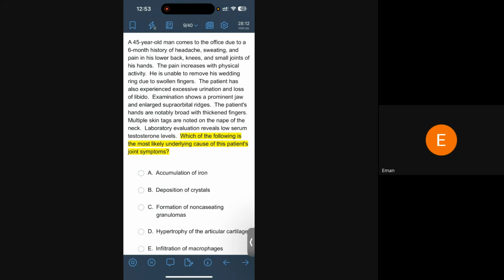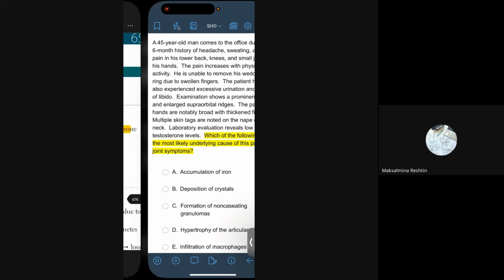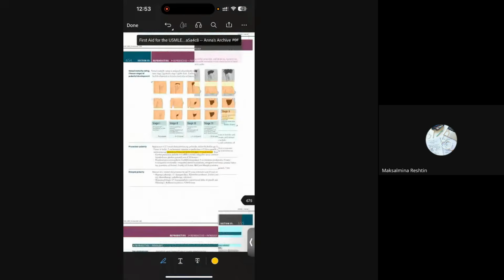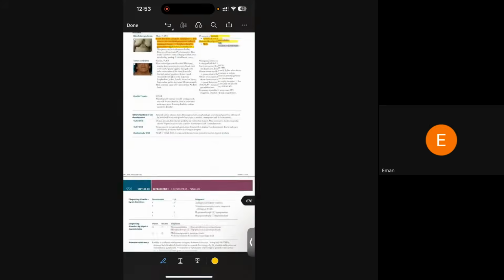Prominent jaw and enlarged supraorbital ridges. Hands are notably broad with thickened fingers. Multiple skin tags. Low serum testosterone levels as well. So what is the most likely happening in this patient? Acromegaly, pituitary adenoma. These are all the symptoms of acromegaly.